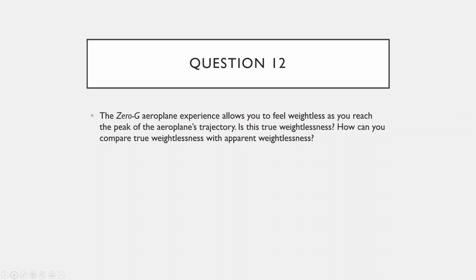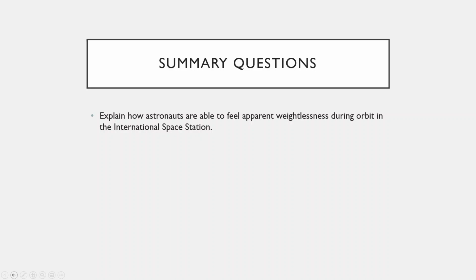So apparent weightlessness is the fact that you don't feel any normal force, so you feel as if you are not standing on anything because everything's in free fall. True weightlessness is very hard to achieve. You have to be at a very specific location, or infinitely far away from anyone else. Basically I just explained this summary question, so you should now be able to explain that as well. I'll leave that for you to do.